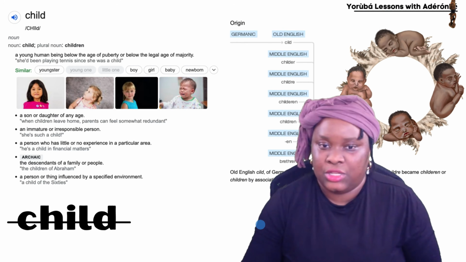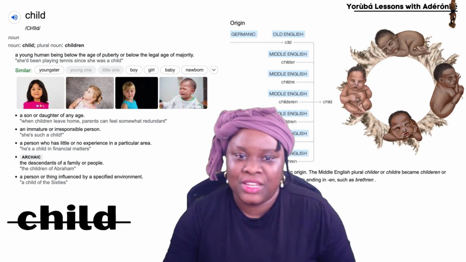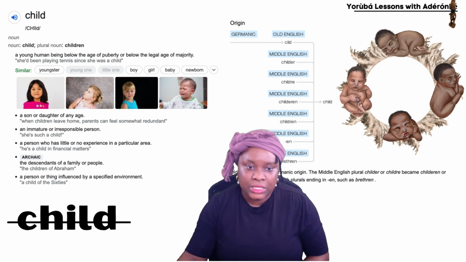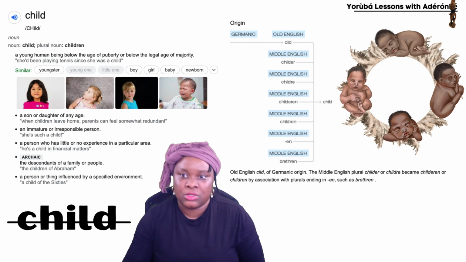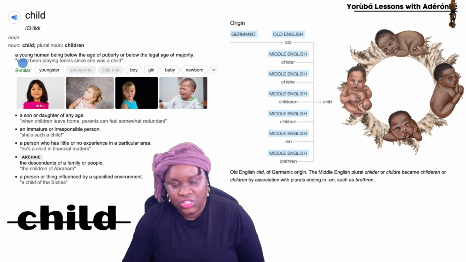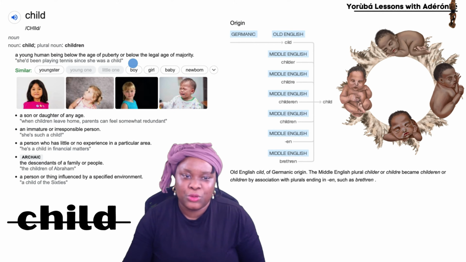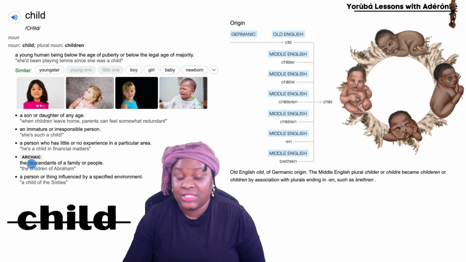How do the English define child? Before we can determine if they have equal meanings, equal value, we have to know how it is defined. The Google Dictionary says a young human below the age of puberty or below the legal age of majority. A child could also be a son or daughter of any age. It could be an immature or irresponsible person. It could be a person who has little or no experience in a particular area. And it could be the descendants of a family of people. It could also be a person or thing influenced by a specific environment. And it has Germanic origins.